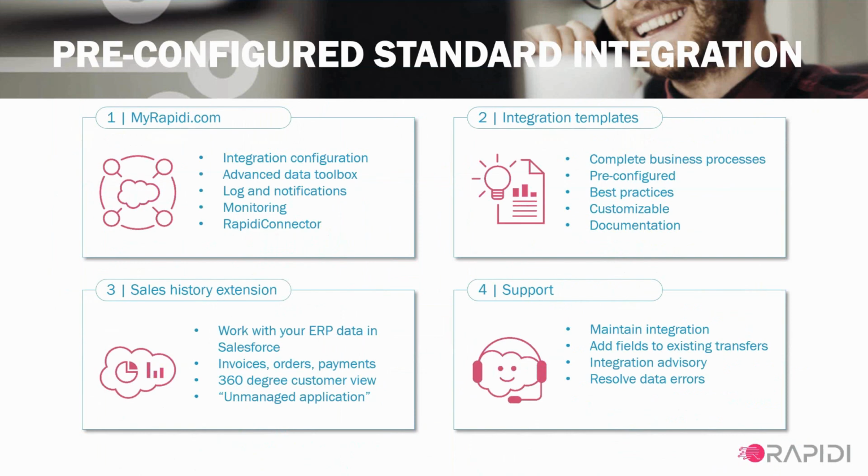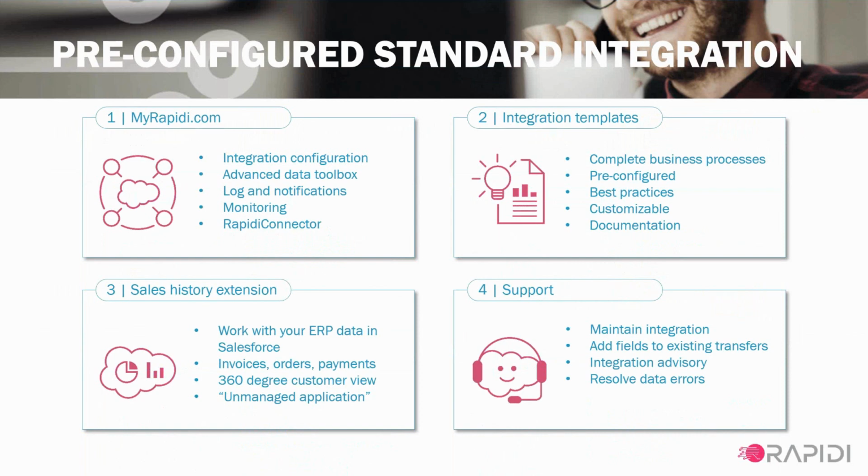So the pre-configured standard integration, which is on top of the platform, consists of the following 4 components. We have myrapidi.com, which is the cloud application, where you can do the integration, where you do the configuration, where you have your account, where you do the monitoring, and we have the Rapidi connector to connect on-premise systems.